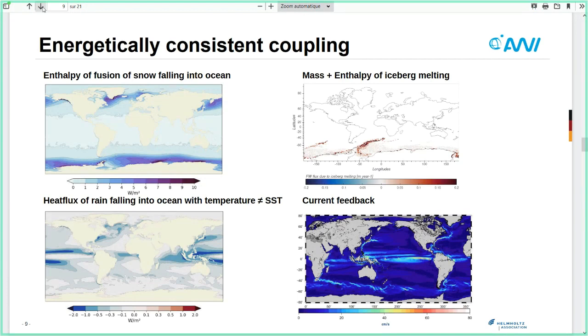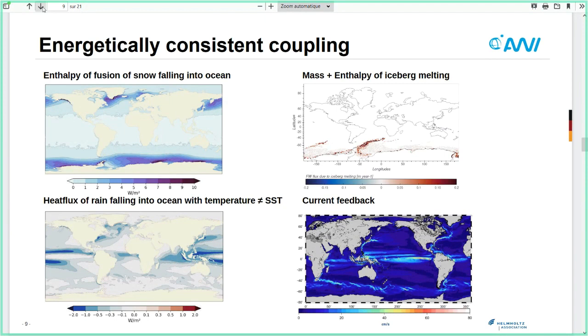The first one, actually, enthalpy of fusion of snow falling into the ocean. That was something that we had missed. It's pretty trivial. But previously it was done on the atmosphere side in one model, on the ocean side in another model. And we just forgot about it when we made the first version of ICM3. It was a pretty significant error that was in this first published version.